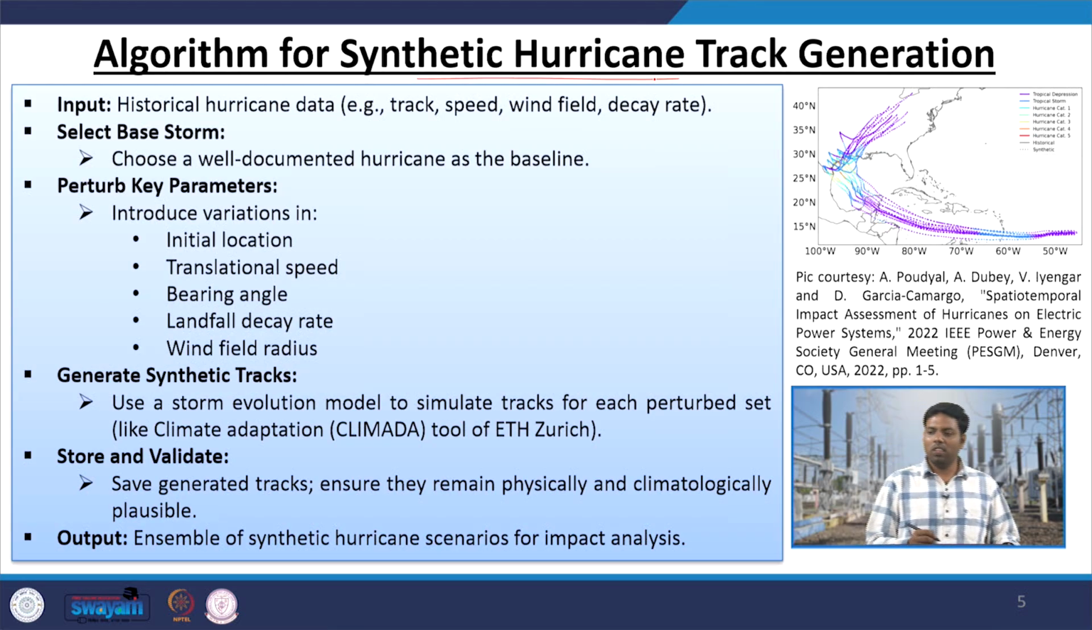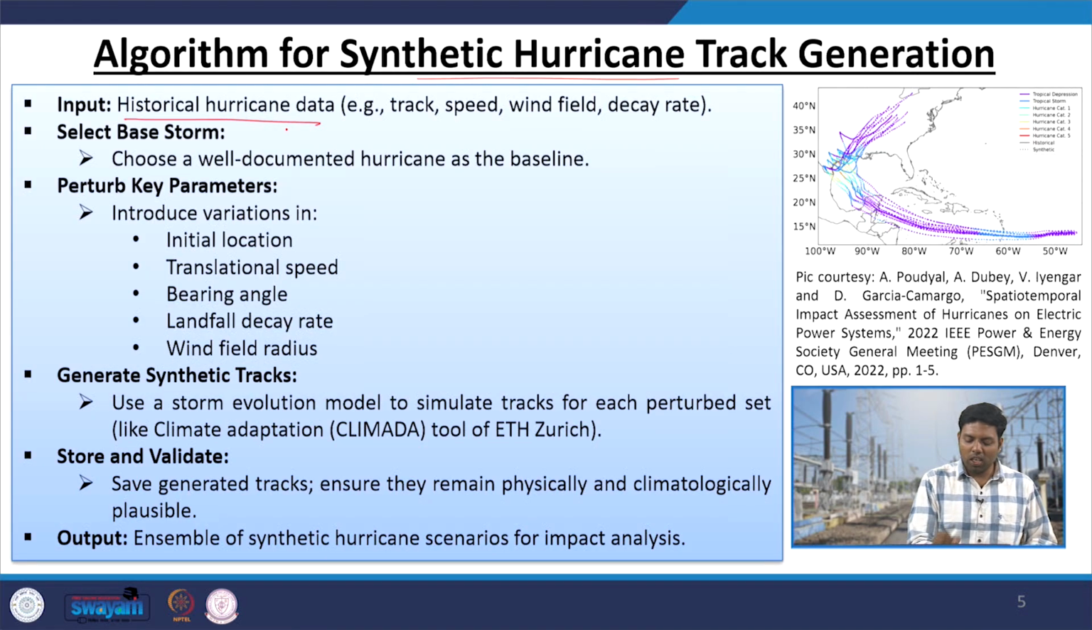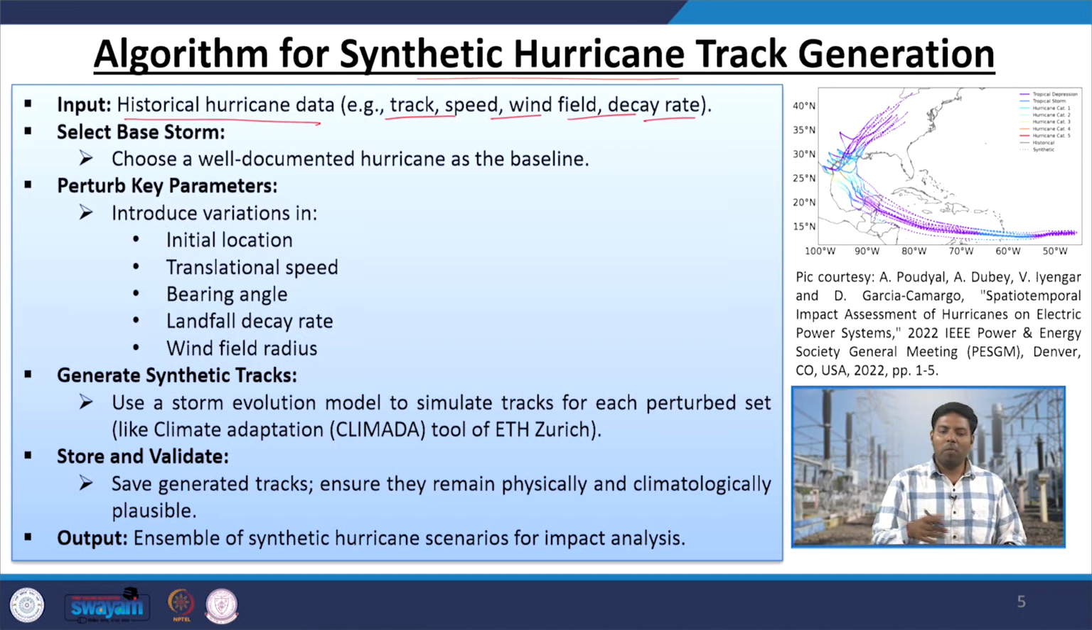As I have told, you will take a base hurricane, and then from there you will generate the multiple scenarios. So, input is the historical hurricane data, that is the track, speed, wind field and the decay rate. Whenever a hurricane enters the ground from the sea, it slows down. Gradually it slows down, not suddenly the speed will become 0, but as the obstacle is more on the land, the speed will slow down the hurricane.